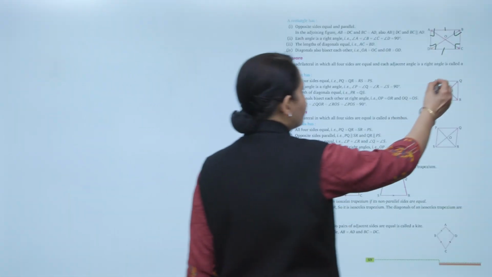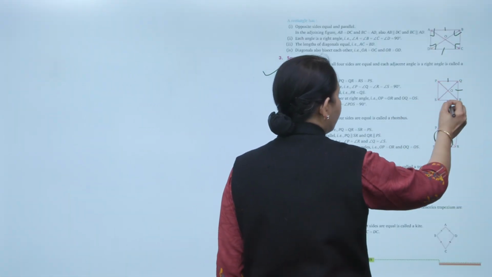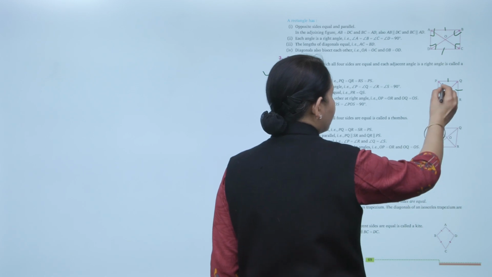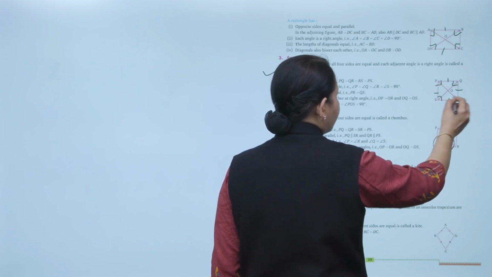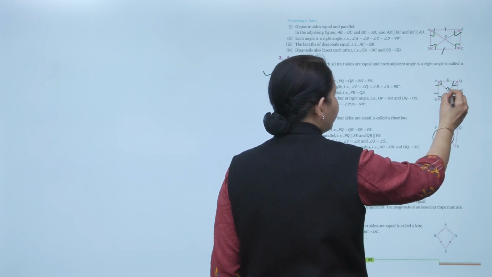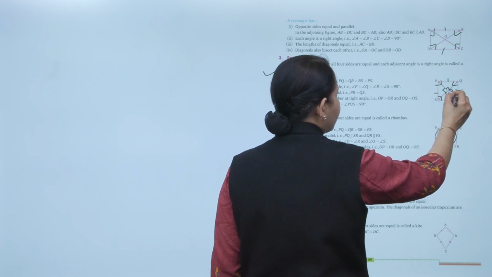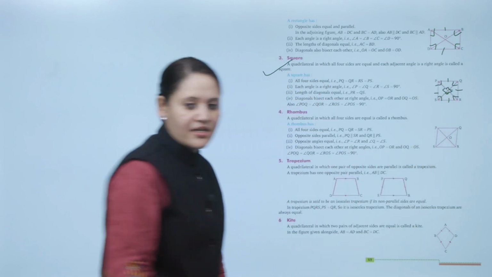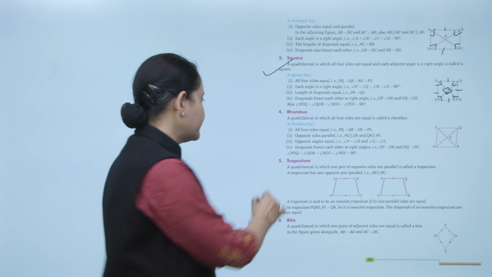So here all four sides are equal, PQ, QR, RS and PS. Angles will be 90 degrees, diagonals will be equal and they will bisect each other at 90 degrees, meaning a 90 degree angle will be formed here. Clear?